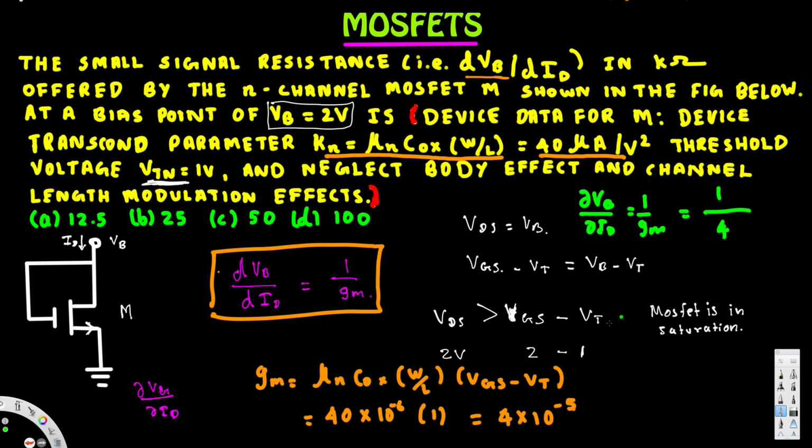Instead of writing 10 to the power of minus 5 in the denominator, I can write 10 to the power of 5 in the numerator, and if you divide this by 4, you get 25 kilo ohm resistance. So this is going to be the variable resistance, and the correct option for this question is B.